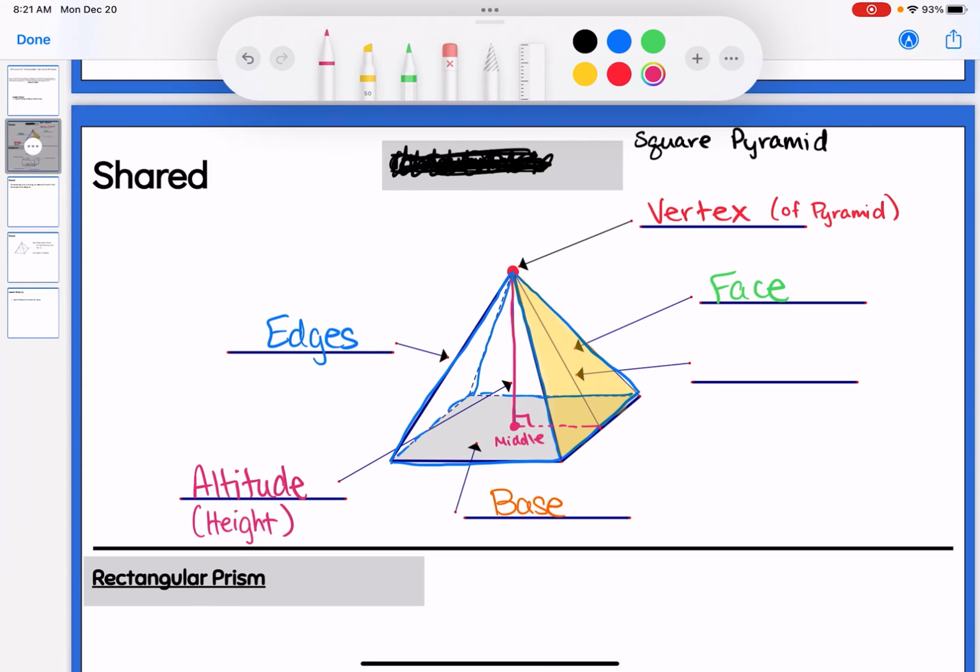Not leaning from one side to the next. And especially with a square pyramid, you know that it's going to come to the very center and be all the same distance away because all of those edges have to be the same. But that is something that we can assume.